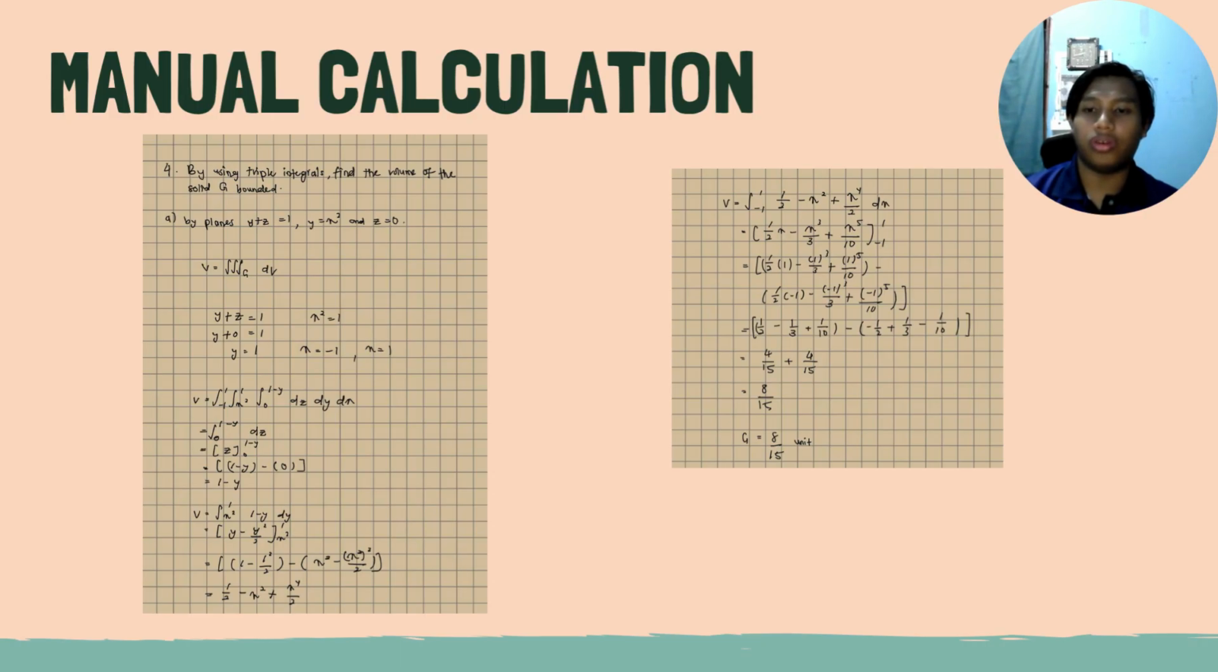The result of our integration will be 1 over 2 minus x squared plus x to the power of 4 over 2. And then we can proceed to the last integration, which is V equal to the integral from -1 to 1 of 1 over 2 minus x squared plus x to the power of 4 over 2 dx. The result after this integration is 8 over 15 unit. That is our volume of G, which is 8 over 15 unit.